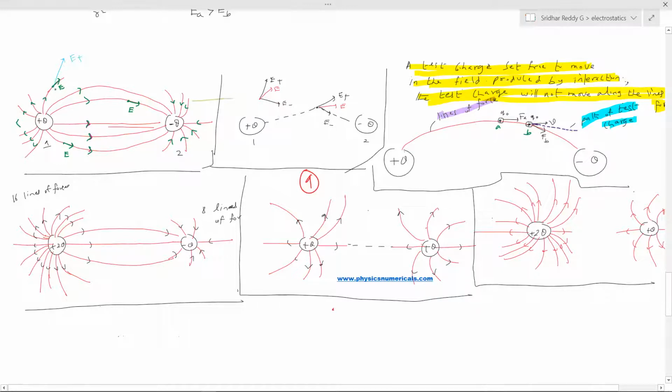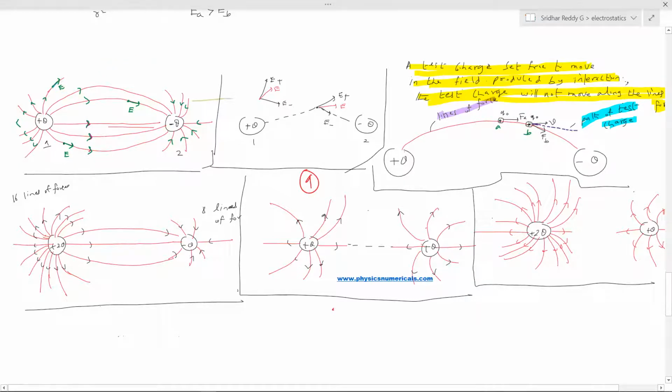Due to negative charge, it will be somewhere like this. The resultant of these two: since E positive will be greater than E negative, therefore the resultant will come. Let me show this. This is E positive, E negative. E positive will be greater than E negative, so the resultant will come in this direction.